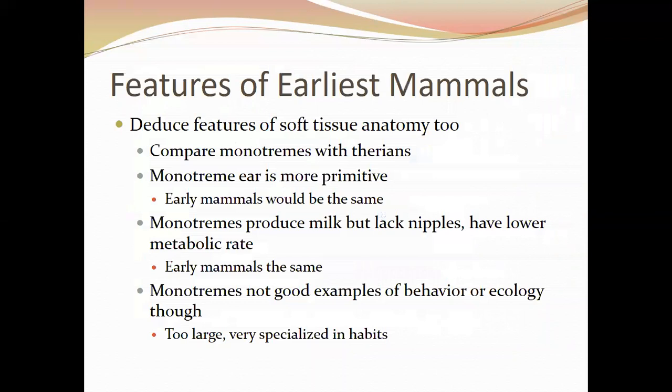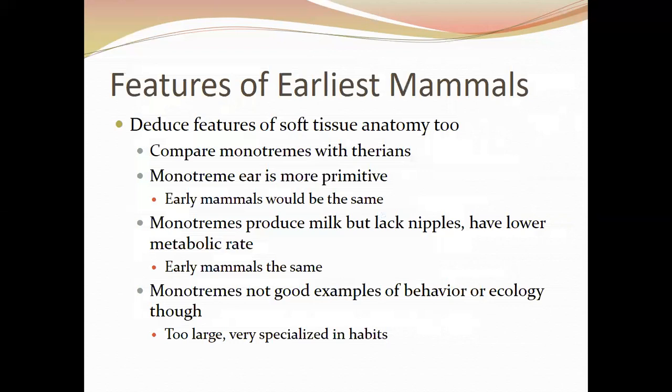We do this by comparing the monotremes with the therians. And once again, the therian groups are your marsupials and your placentals. The monotremes are by far our most primitive mammal group. And by making comparisons between the fossils and monotremes and therians, we can then figure out what things probably looked like.